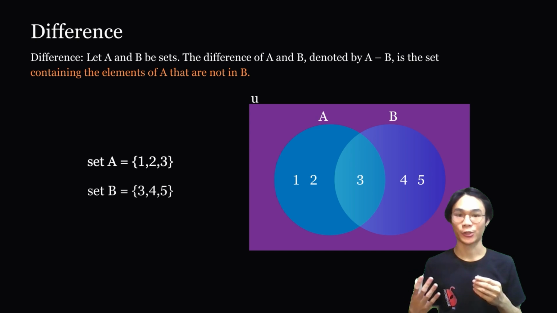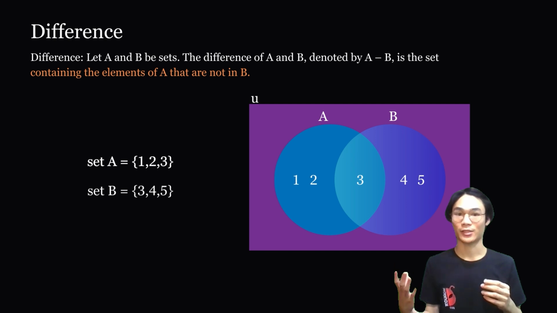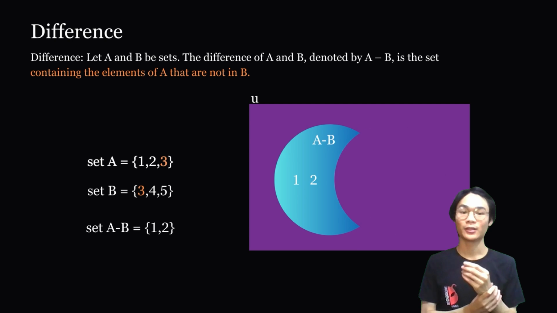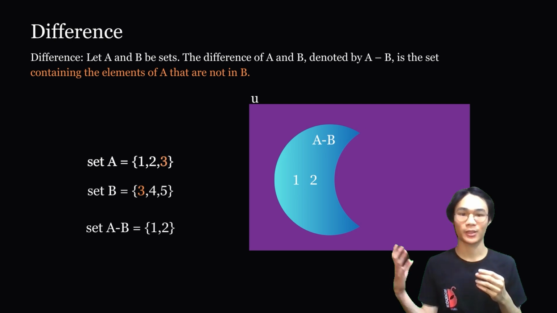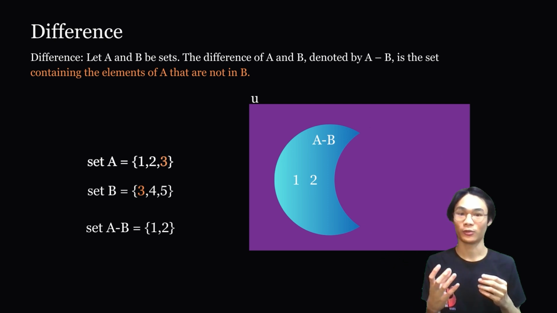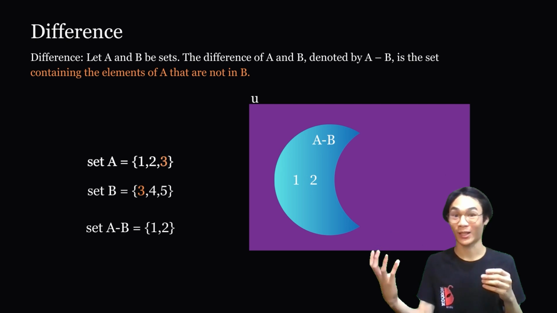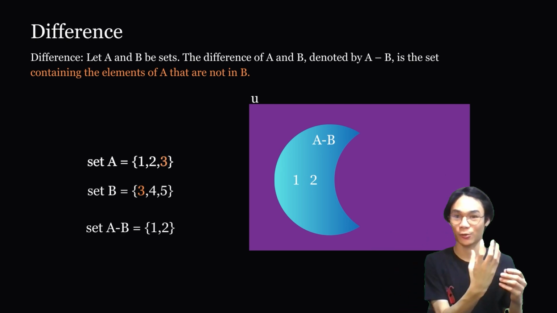And for the last operation, we have difference. Difference is denoted by the symbol A minus B. This is the difference of A and B. Let's look at the same example. We have A that has elements 1, 2, and 3. We have B that has 3, 4, and 5. The answer of the difference between A and B is going to be only 1 and 2 because we will only include the elements that are only in set A but not in set B. In this case, it's going to be 1 and 2 but not 3, because 3 is also in set B as well.